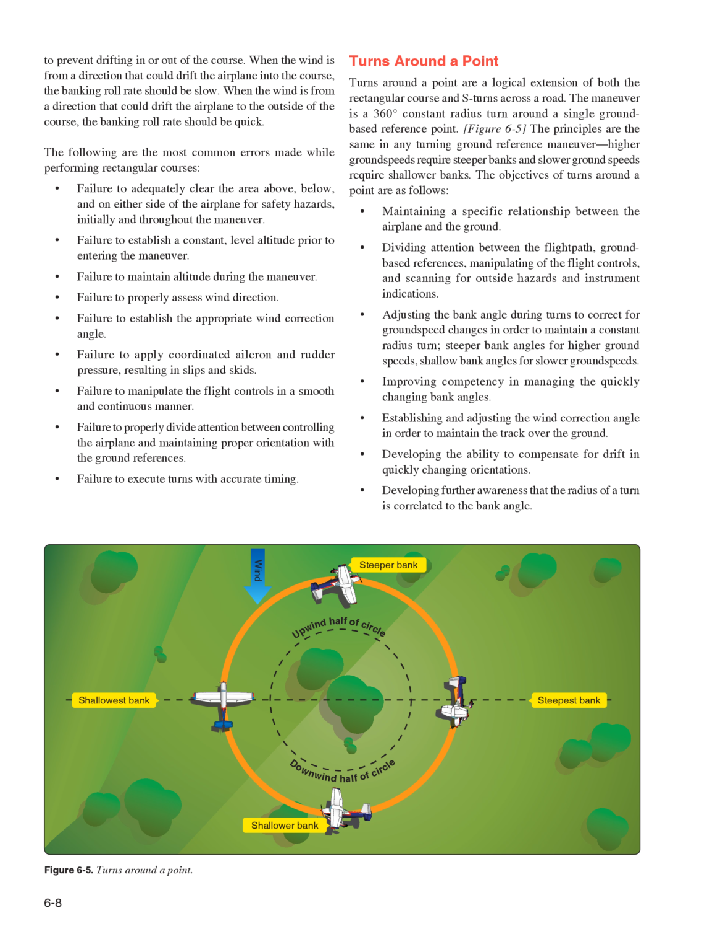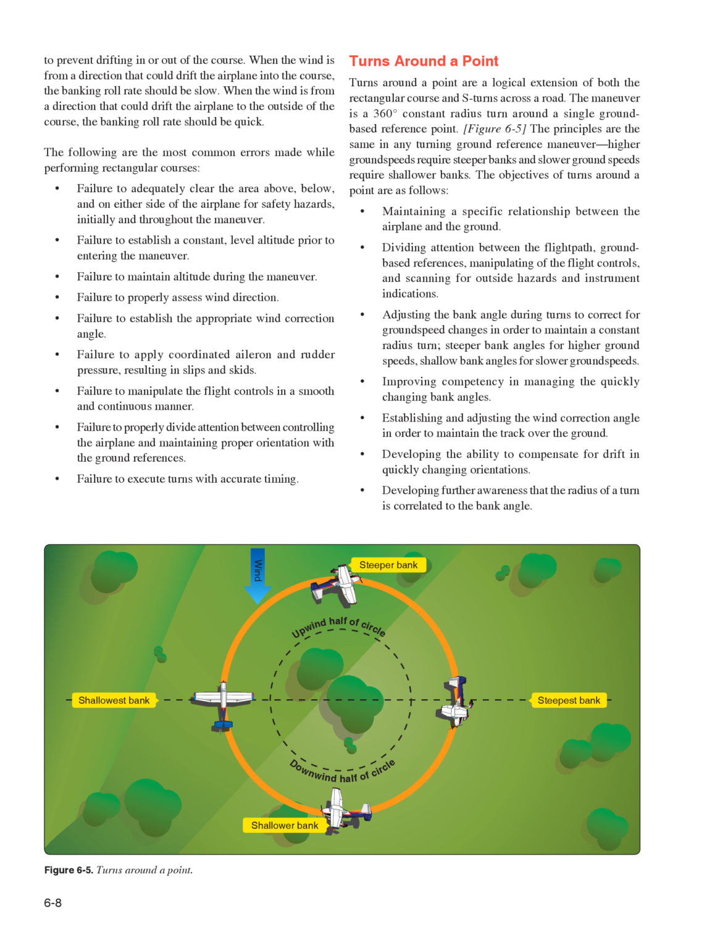The following are the most common errors made while performing rectangular courses: failure to adequately clear the area above, below, and on either side of the airplane for safety hazards, initially and throughout the maneuver. Failure to establish a constant, level altitude prior to entering the maneuver. Failure to maintain altitude during the maneuver. Failure to properly assess wind direction. Failure to establish the appropriate wind correction angle. Failure to apply coordinated aileron and rudder pressure, resulting in slips and skids. Failure to manipulate the flight controls in a smooth and continuous manner.